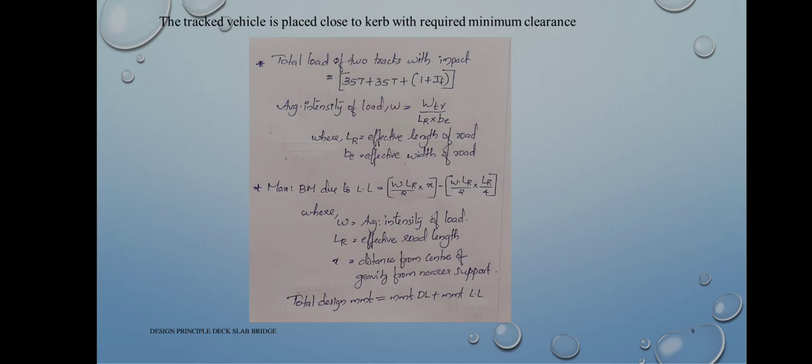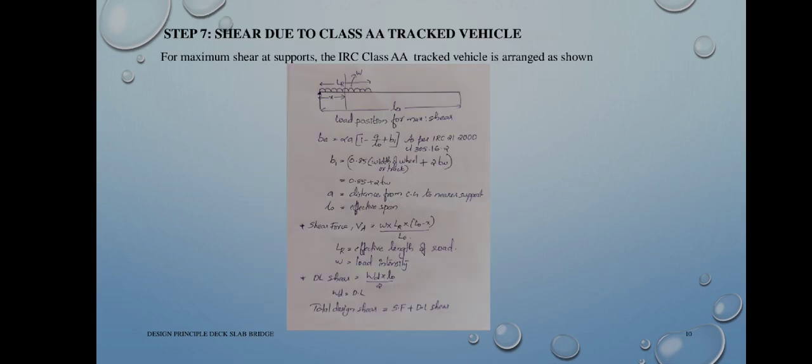The total load of two tracks with impact equals 35T plus 35T times 1 plus IF. The average intensity of load W is equal to WTR by LR into BE, where LR is the effective length of load and BE is the effective width of load. The maximum bending moment due to live load equals W LR by 2 into X minus W into LR by 2 into LR by 4, where W is the average intensity of load, LR is the effective load length, X is the distance of center of gravity from nearer support. The total design moment equals moment of dead load plus moment of live load.